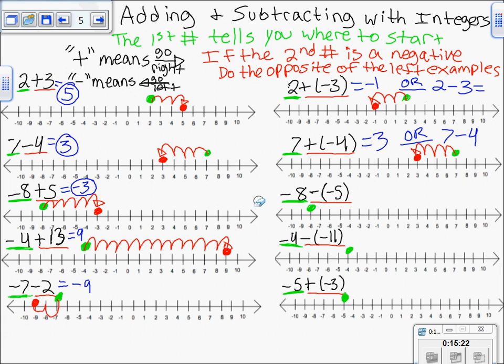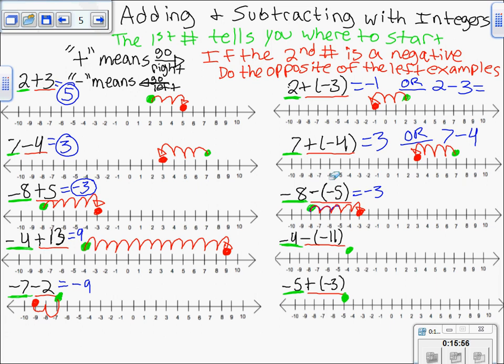So now let's see. It doesn't have a number on this one right here. So negative 8 minus negative 5. The negative 8 tells you where to start. Minus makes us want to go left. But this negative sign, he does not follow instructions. So he's going to do the opposite. He's going to go to the right. So from negative 8, we're going to go to the right 5 spaces. 1, 2, 3. That's the wrong color. 1, 2, 3, 4, 5. And look where we end up. We end up at negative 3.